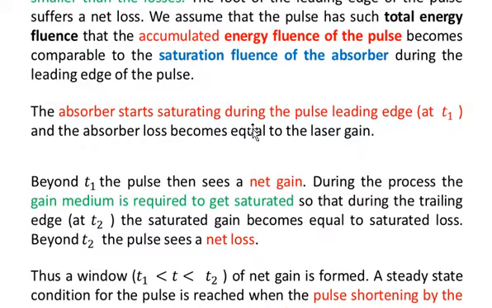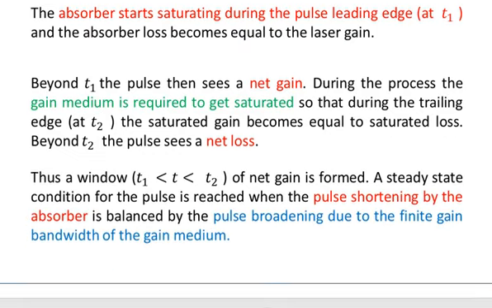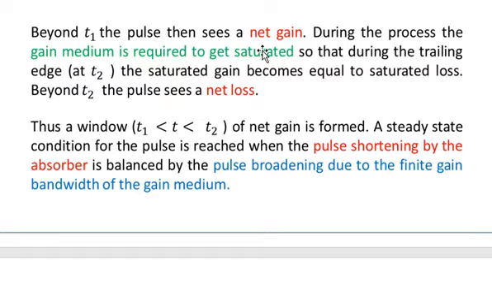The absorber starts saturating during the pulse leading edge at T1, and the absorber loss becomes equal to the laser gain. Beyond T1, the pulse then sees a net gain. During the process, that is between T1 and T2, the gain medium is required to get saturated, so that during the trailing edge at T2, the saturated gain becomes equal to the saturated loss. And beyond T2, the pulse sees a net loss.